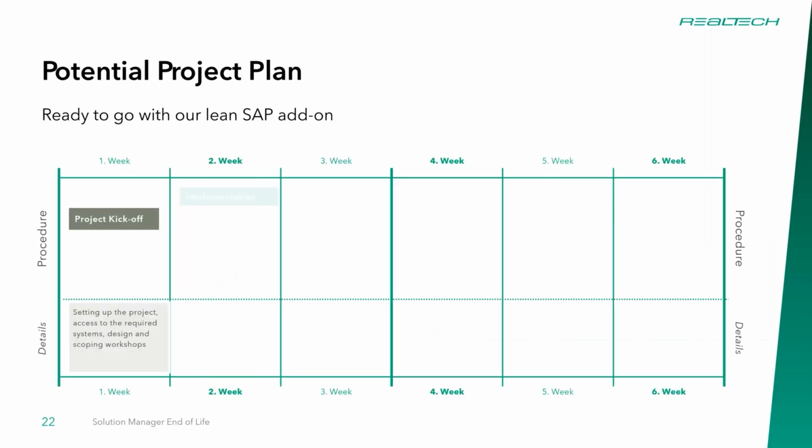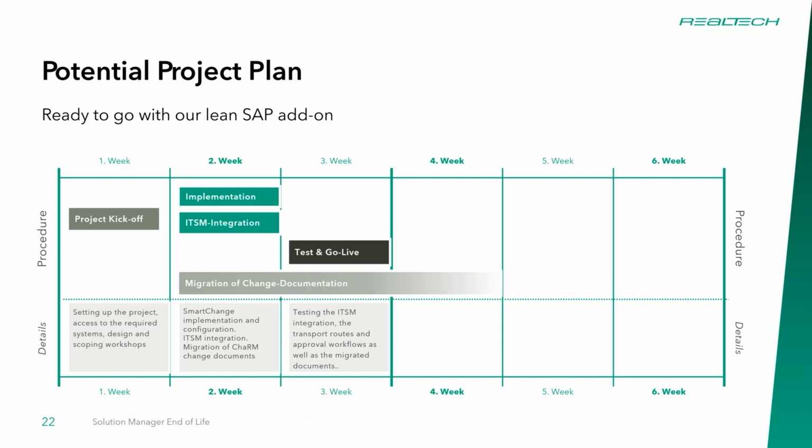An example of just a quick project plan, literally I mentioned days and weeks, not months. The first week we kick off the project, the second week we do the implementation and your integration, and the migration happens on the second and third week. That can sort of happen after we go live. And then the third week is really testing and go live. So it really is this simple to move from your existing Charm solution over to our Smart Change solution.